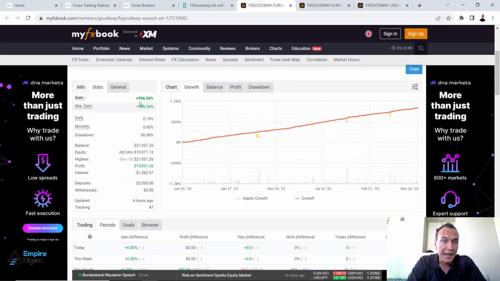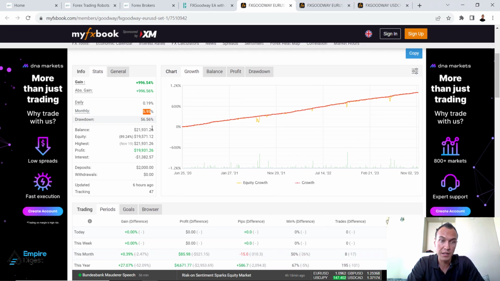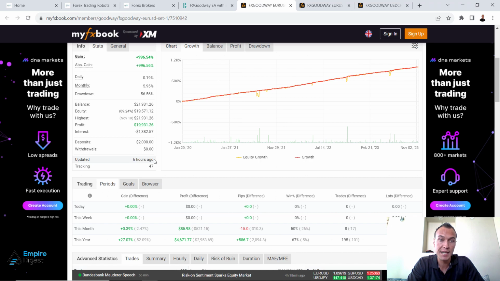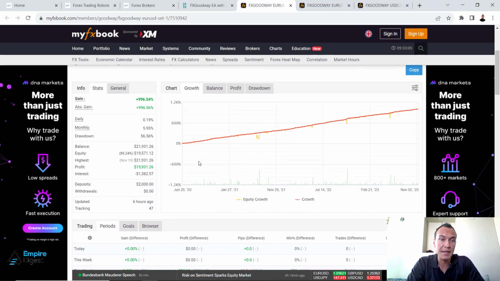Next, you can see that the total gain and absolute gain is 996%, which is absolutely phenomenal. It's got a current monthly growth of about 5.9%, which is absolutely phenomenal as well. It's quite good. Updated about 6 hours ago. Next, the drawdown. At this point in time, looking at it, the drawdown is quite high. It's at 56.56%. You want to keep the drawdown as low as possible.